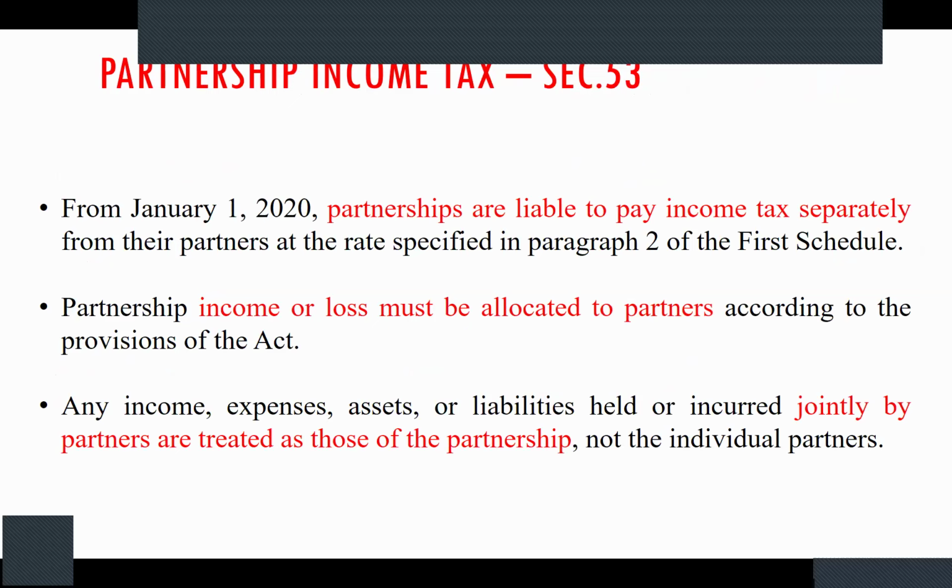So partnership income taxation, we have section 53. Under that section 53 we made some amendments. Therefore I have mentioned here from January 1st 2020. That means prior to that date different provisions were applied, but after January 1st 2020 partnerships are liable to pay income tax separately from their partners at the rate specified in paragraph 2 of the first schedule.